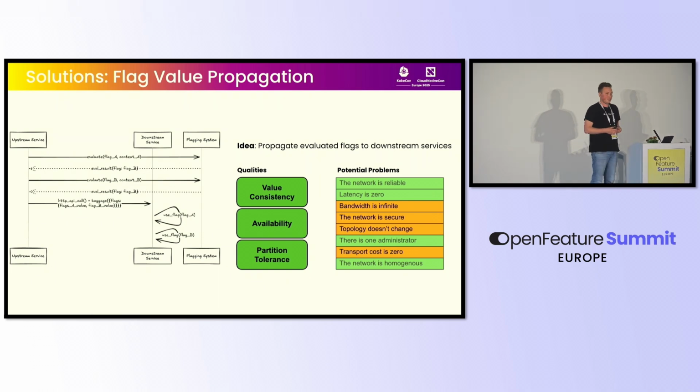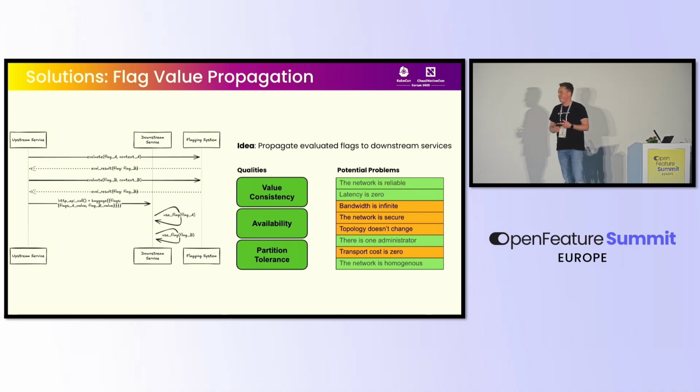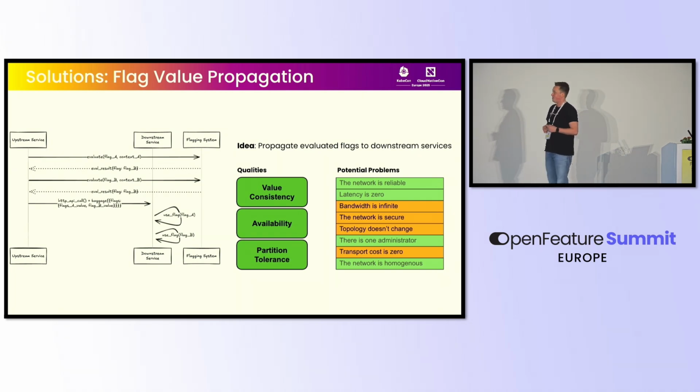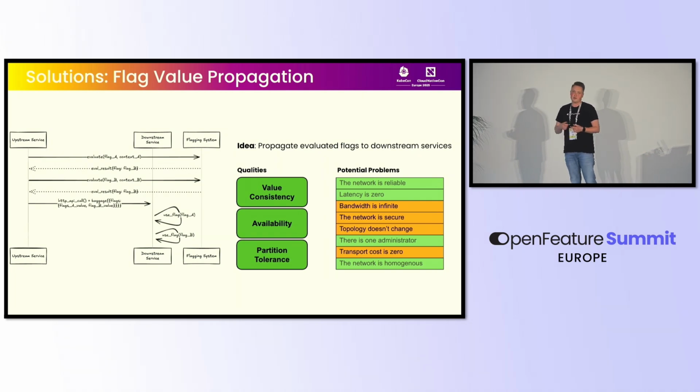What we also get is availability, because we don't depend on the flagging service downstream. Downstream, it doesn't matter anymore if we can talk to that. That means that we have partition tolerance again between exactly these two services. So in this case, we have consistency for the values, availability between the feature flagging service and the downstream service, and partition tolerance between those. The only partition tolerance that we need to make sure of, and availability if we need it, is between upstream and downstream.